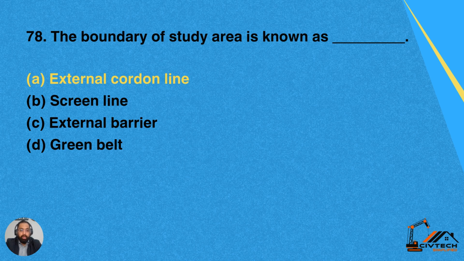The boundary of the study area is known as dash. Option A, external cordon line. Option B, screen line. Option C, external barrier. Option D, green belt. So A is the correct answer. The boundary of the study area is the external boundary or external cordon line.